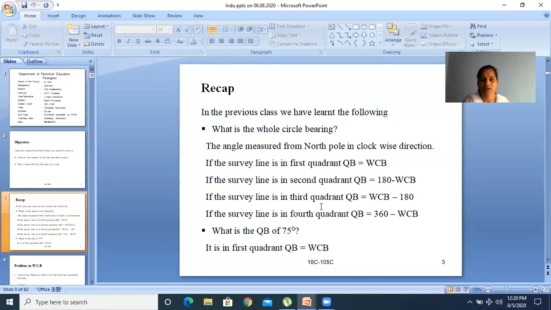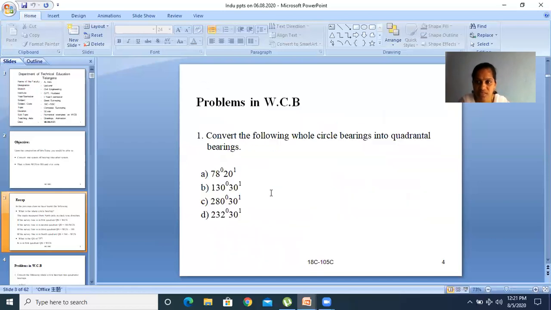If the line is in the third quadrant, QB is equal to WCB minus 180, with values from 180 to 270. If the line is in the fourth quadrant, QB is equal to 360 minus WCB. Whole circle bearing is measured with the help of a prismatic compass, and we measure the bearings from north only. Then what do you mean by QB? Right. This is the example sum they have given. We will see some more sums.